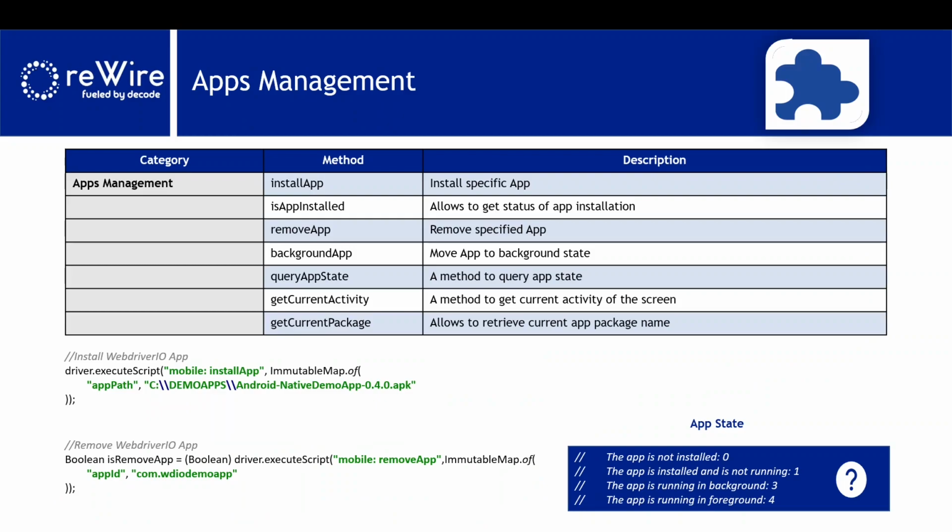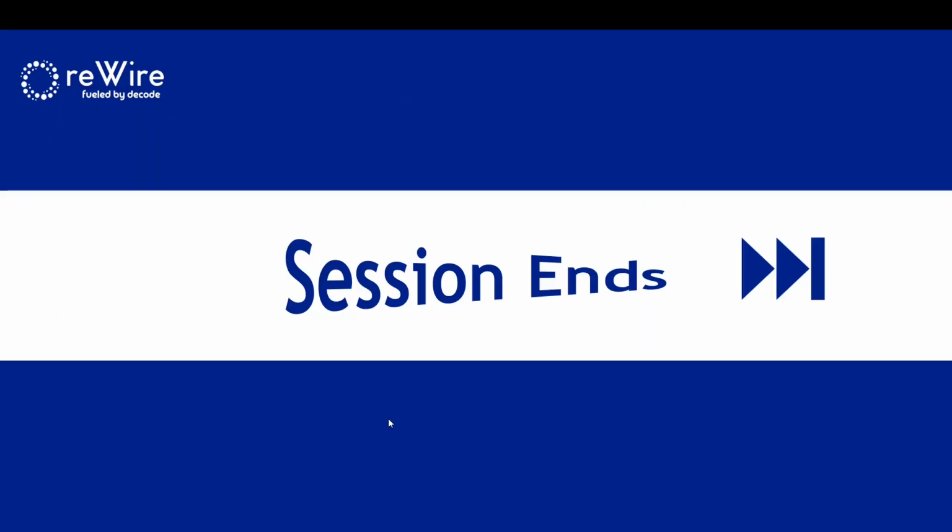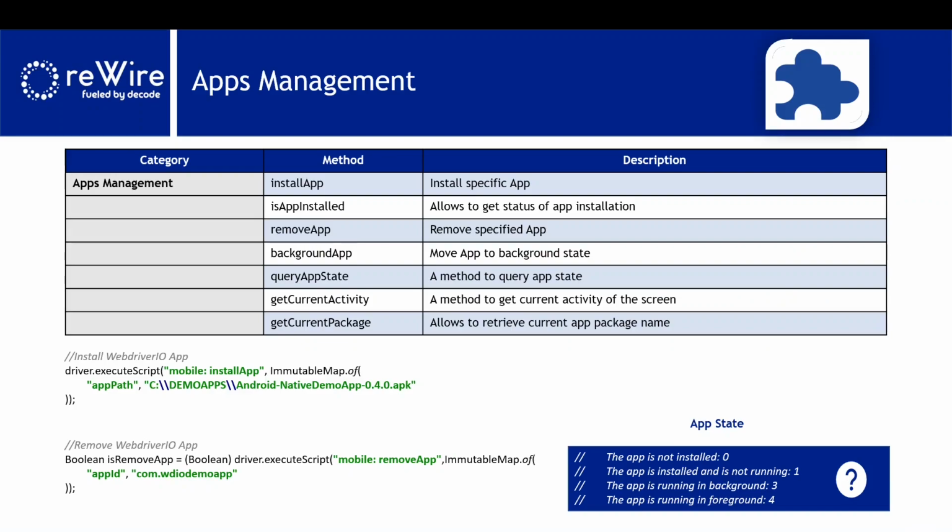So these are the app management, install app, and is app installed. Whatever I have gone through in the demo, same I have mentioned over here. You can change your path and try it and see, and you can remove the app, you can install the app. These are the app state. We call it query app state. They are calling it that in Appium terminology. So that's all I have about platform extensions on the device and app side.